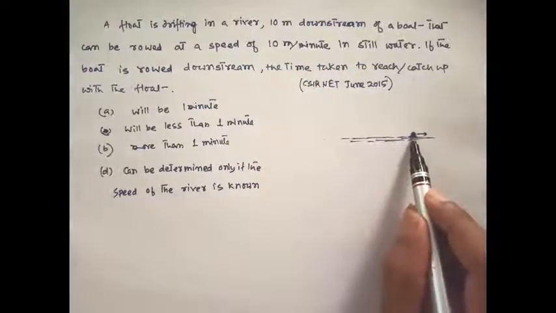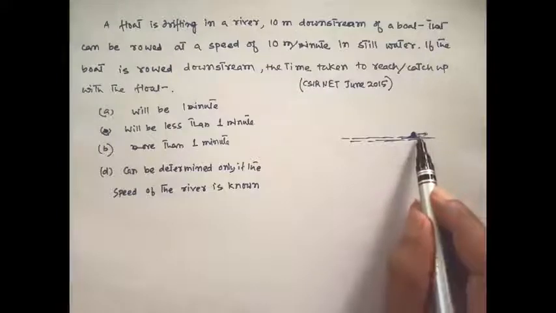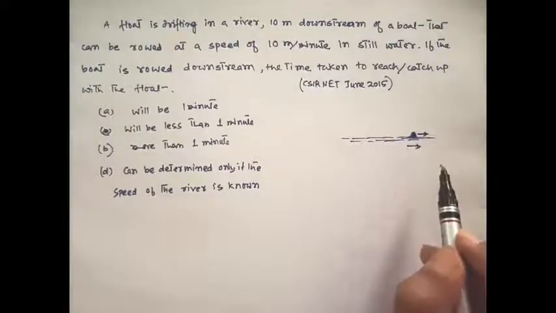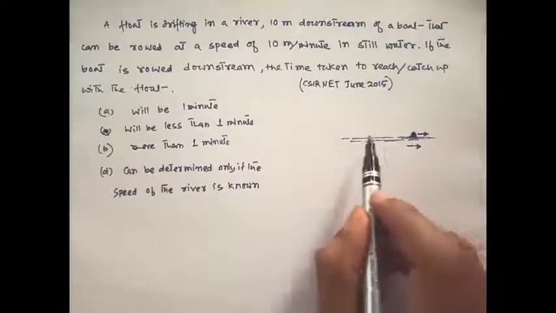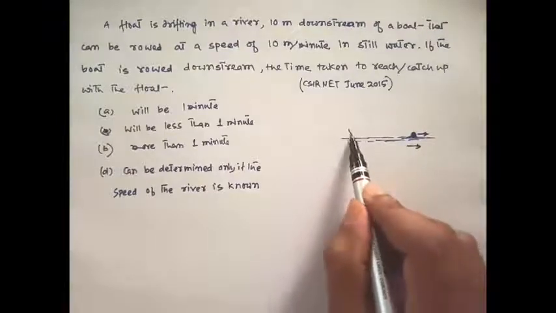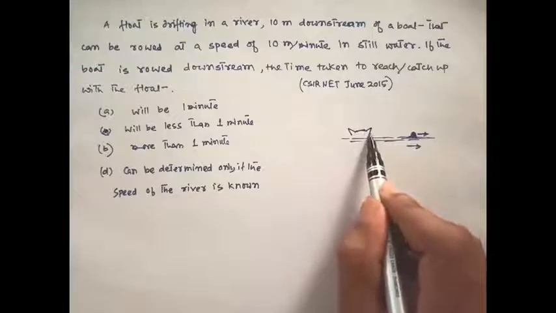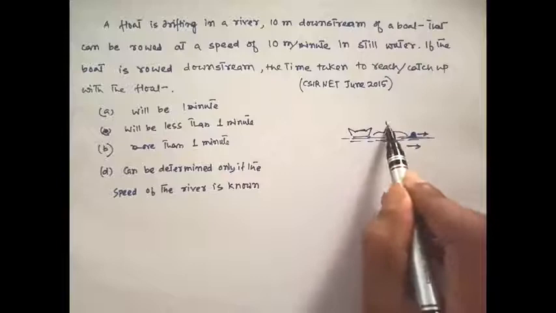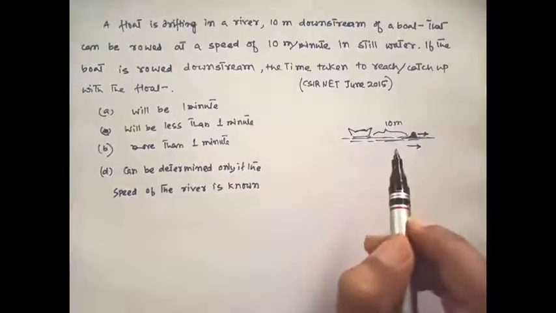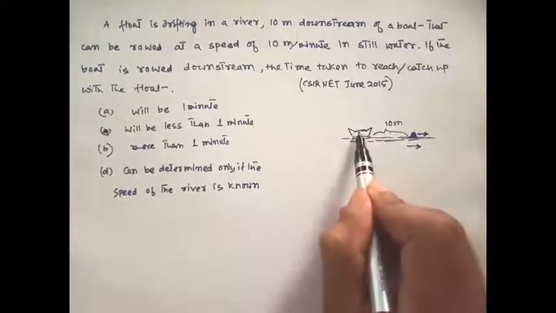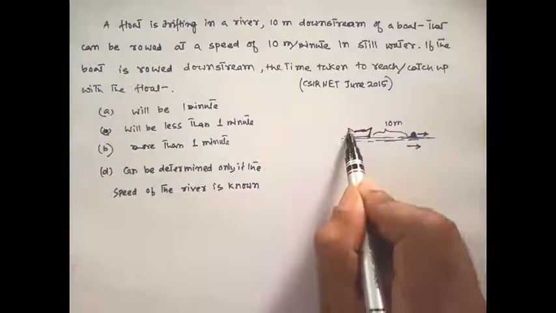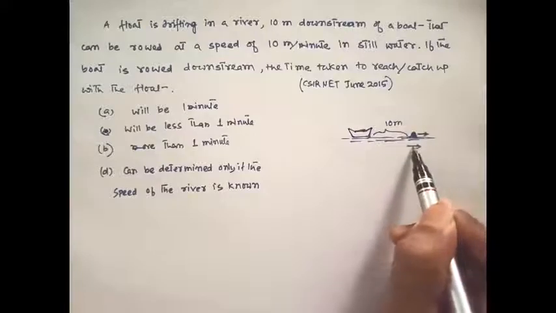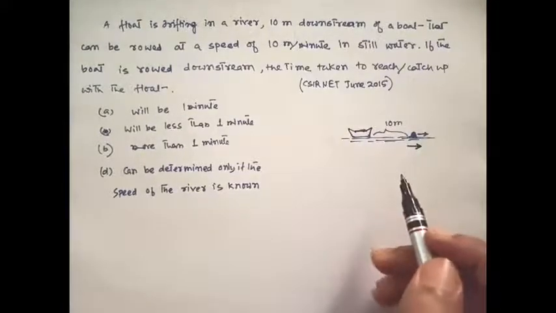So the float is moving along the downstream, along the direction of the river, at a distance of 10 meter from the boat. And it is also said that the boat is also going downstream, along the direction of the river.